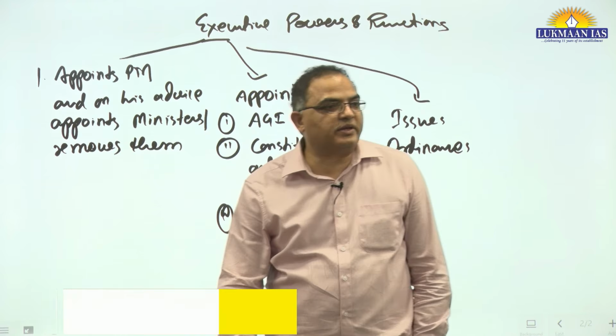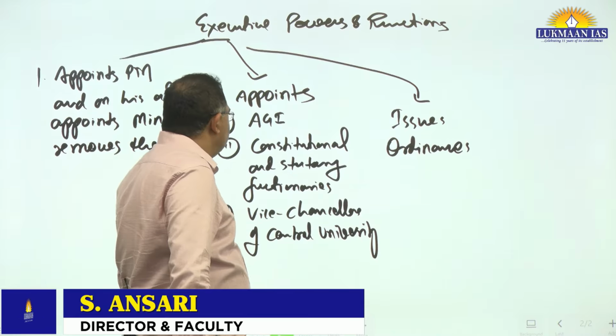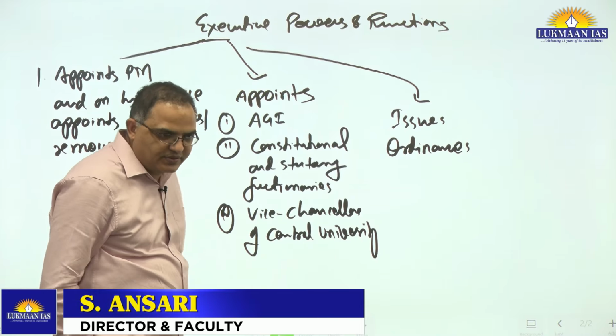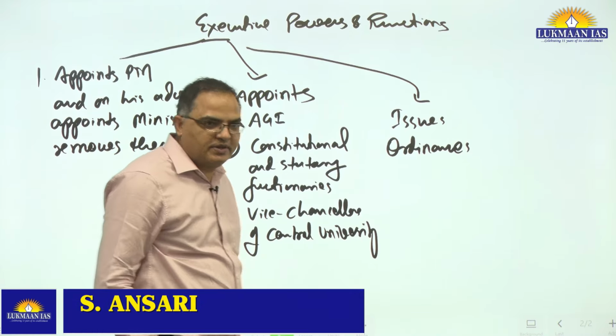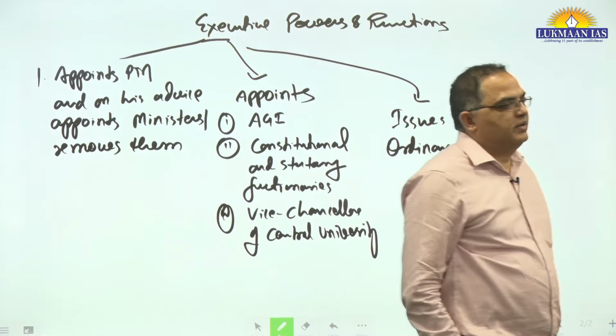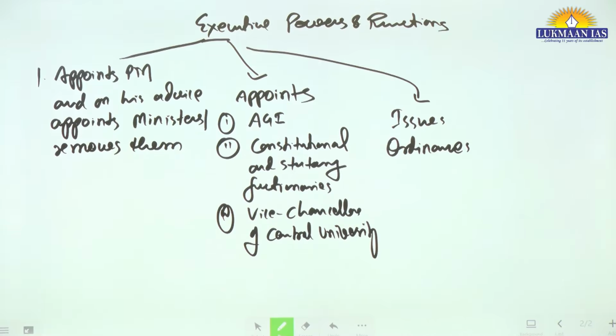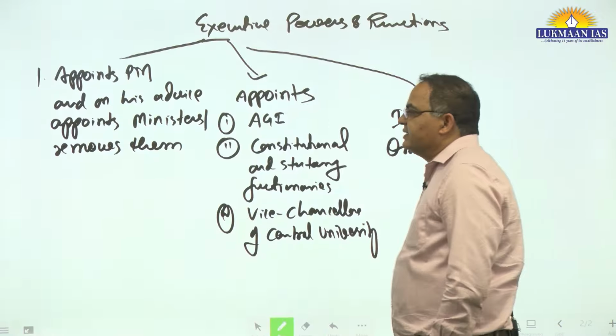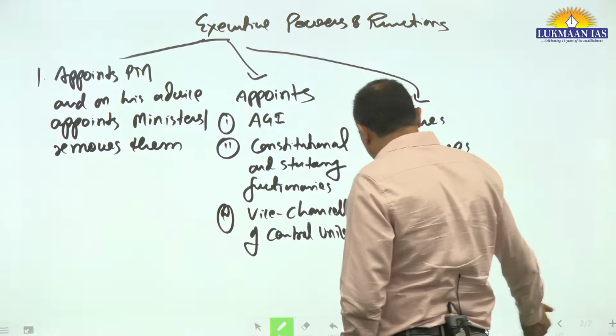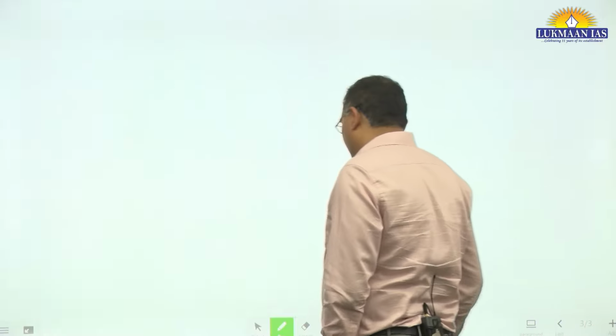What are those functionaries? Plus vice chancellors, he is himself chancellor, isn't it? He himself serves as chancellor of central universities. Plus he issues ordinances. Ordinances again we will take up separately. Largely these are some executive functions of the president. Right?